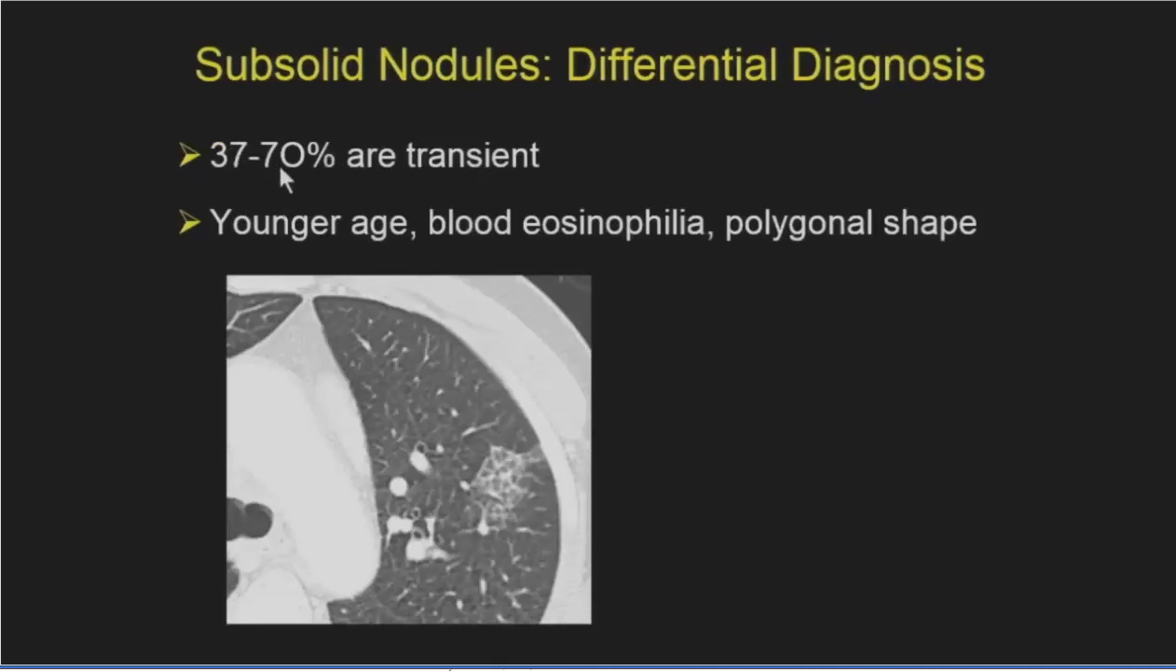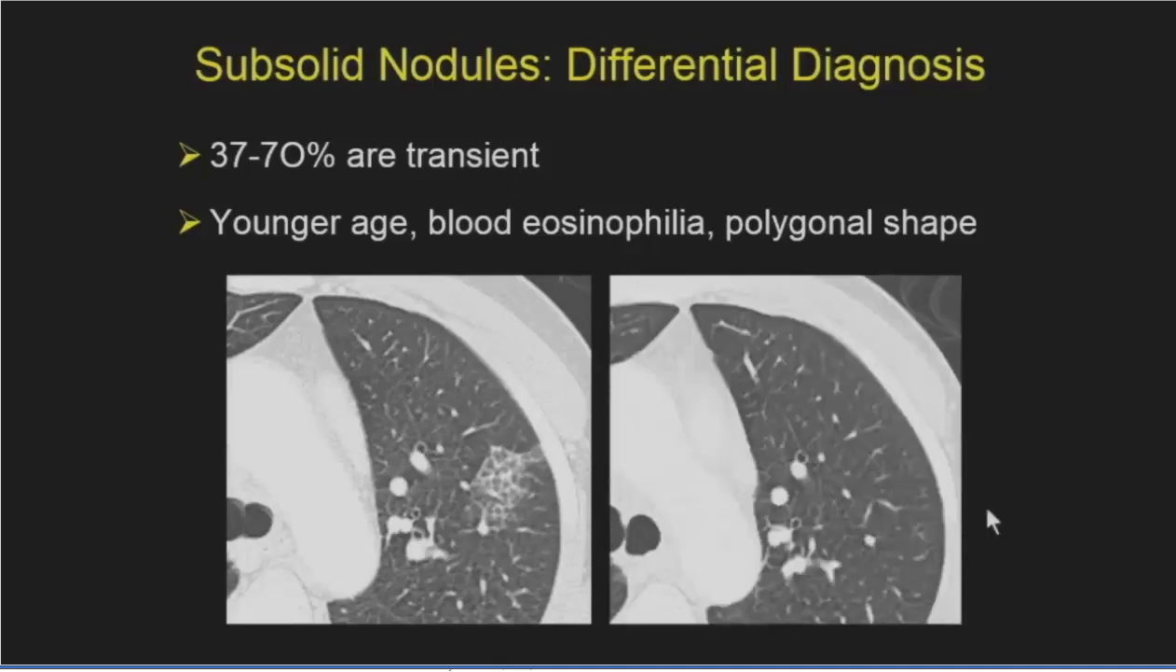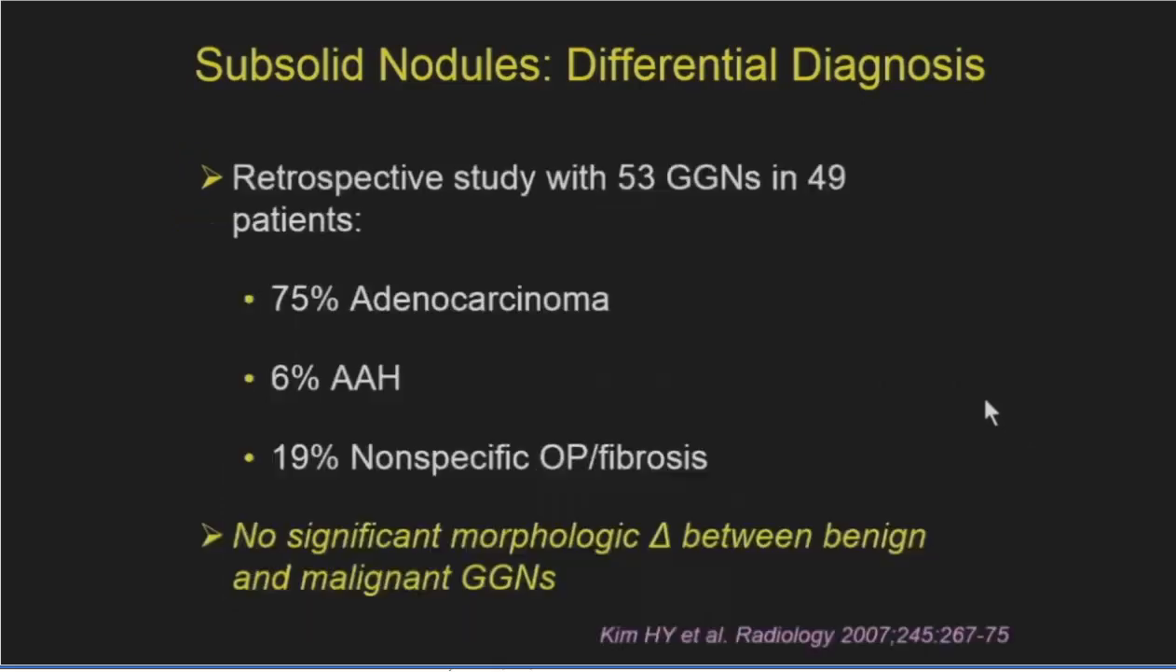A large percentage of these nodules are transient and benign, up to 70%. Younger age, elevated blood eosinophilia, and polygonal shape are some features that would indicate a higher likelihood that they are going to be transient. And here's an example of polygonal shape that resolved on a 3-month follow-up.